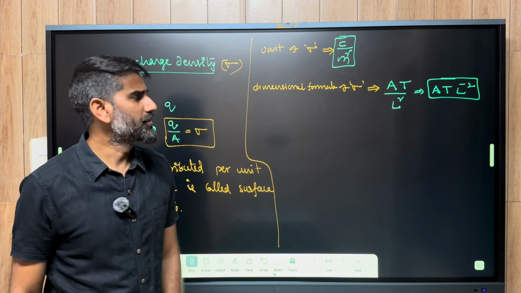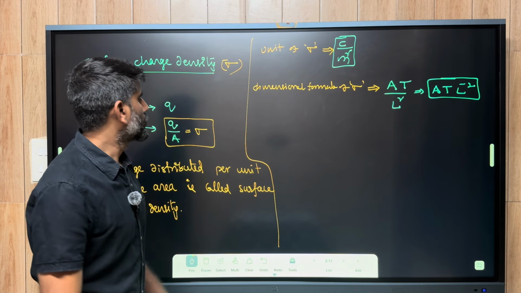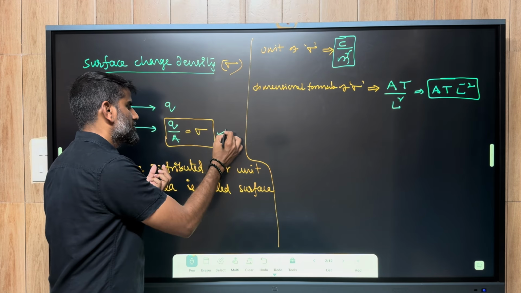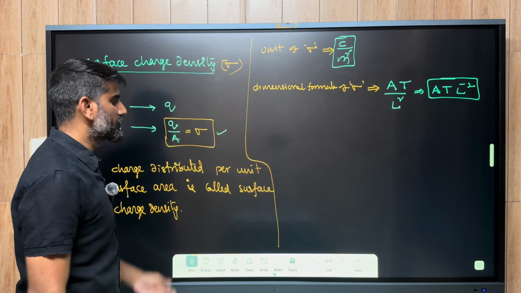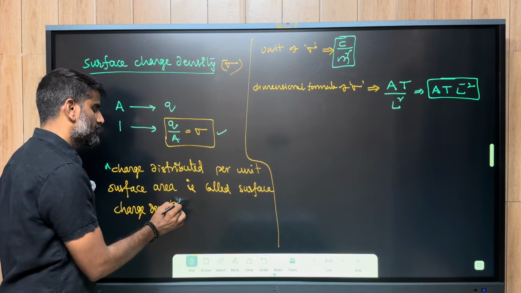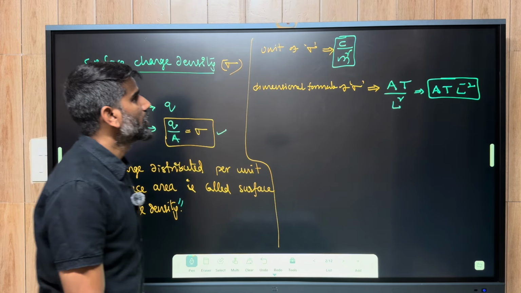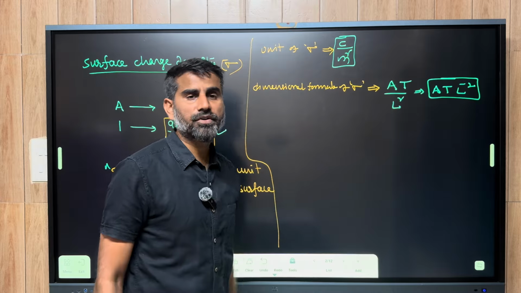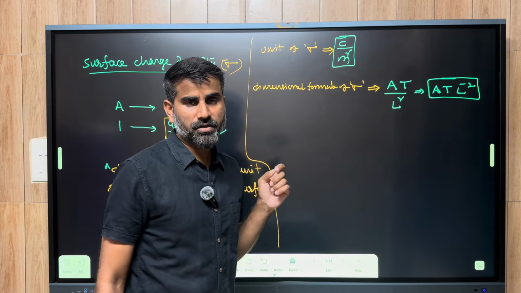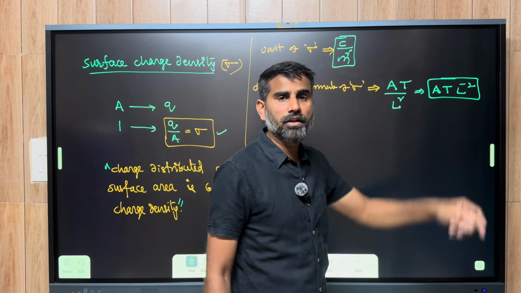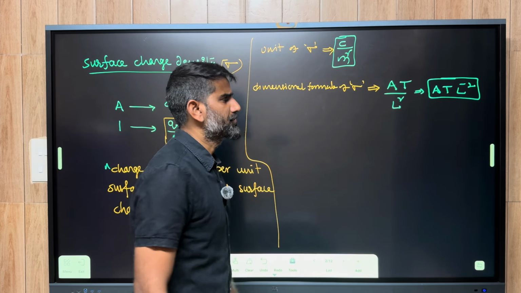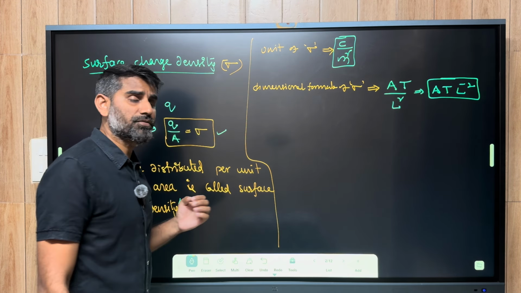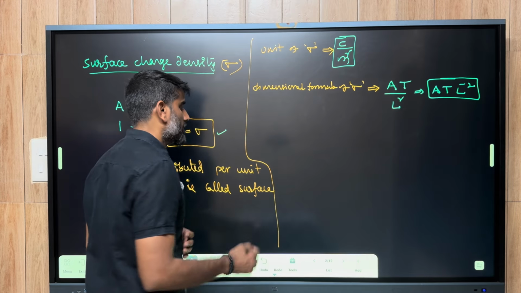Okay, so the formula for surface charge density is Q by A, and its definition is already given here: charge distributed per unit surface area. The unit of surface charge density is coulomb per meter square. The dimensional formula is ATL minus 2. And the calculus form of surface charge density is not discussed here.